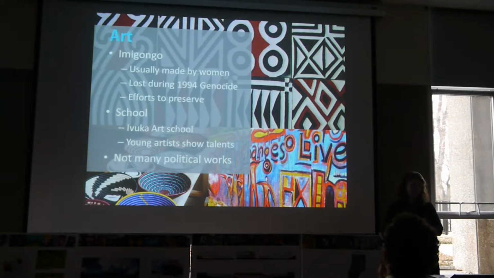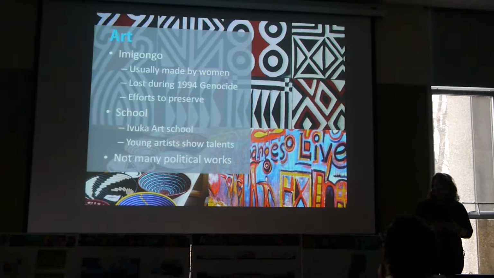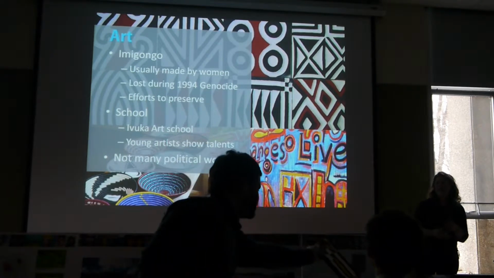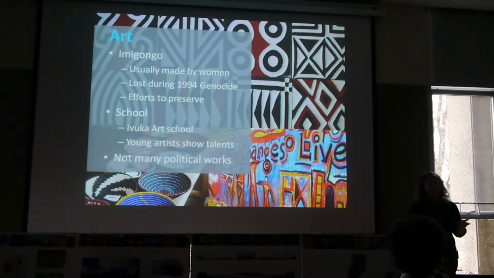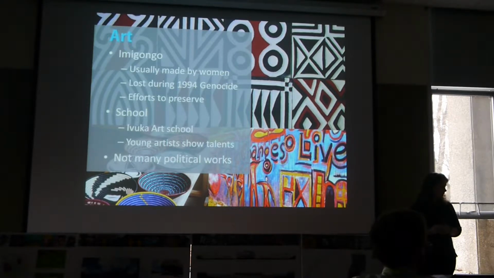I looked into the Inagango art, which is a cultural art within Rwanda. They use mostly reds, blacks, whites, and yellow. Here's an example of it. It's actually made out of cow dung that is pinched up on a wooden board and then painted afterwards.